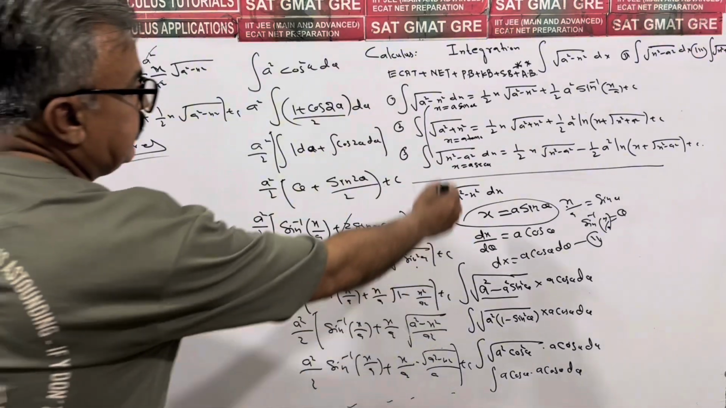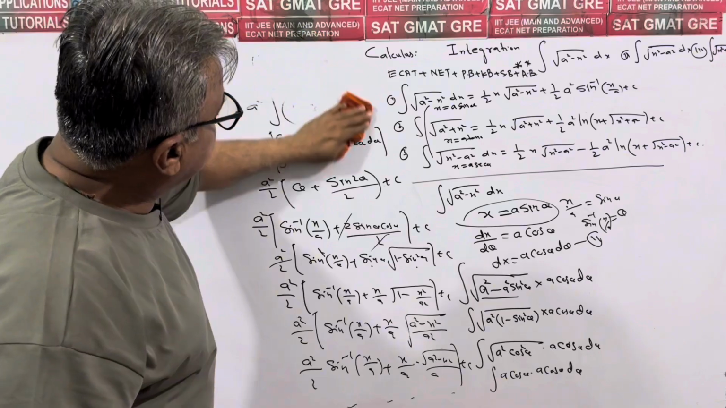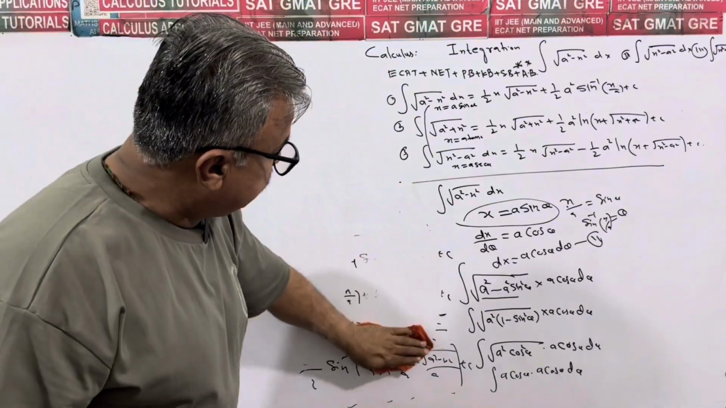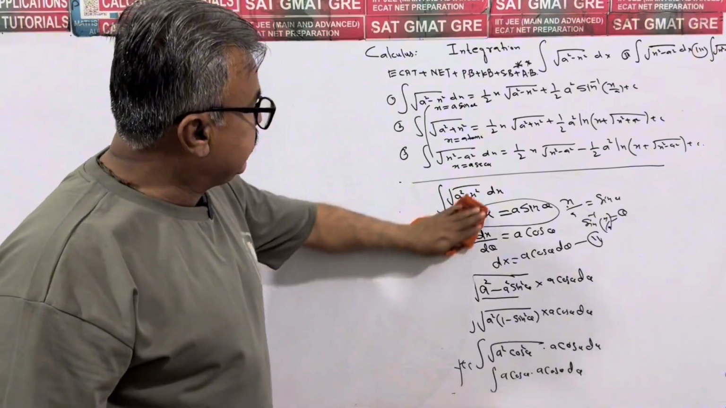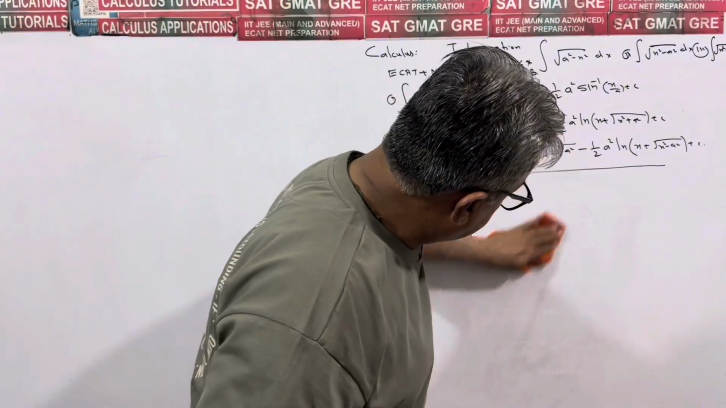Okay, cool. Both identities are almost identical in fashion. In the x square plus a square situation, we have to assume tan. In the x square minus a square situation, we have to assume sec. Okay, let me prove them one by one.